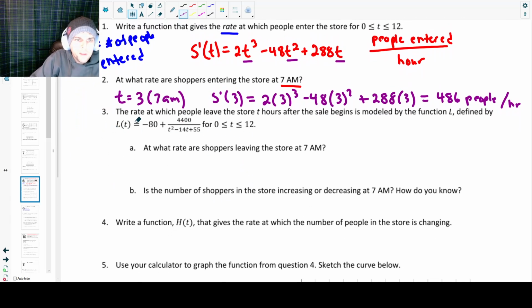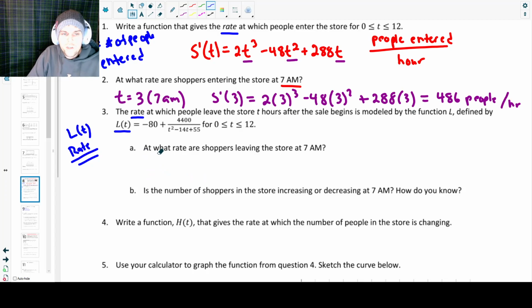Question number 3. The rate at which people leave the store, t hours after the sale begins, is modeled by the function L. So here we have function L, which is our leaving function. And again, it is giving us a rate, the rate at which people leave the store. So in a sense, L of t is already sort of like a derivative function in itself, right? It is already a rate. It's giving us a rate, which is kind of like a derivative up here where we have a rate function of people entering the store. Right now, we have a rate function for people leaving the store.